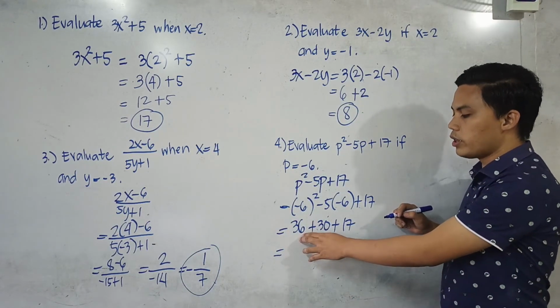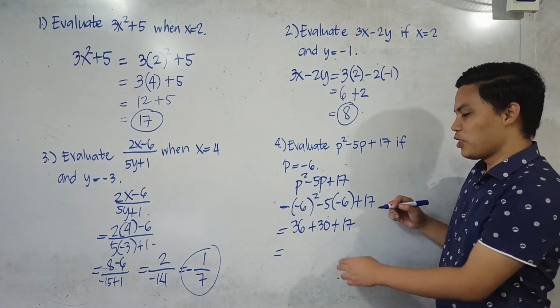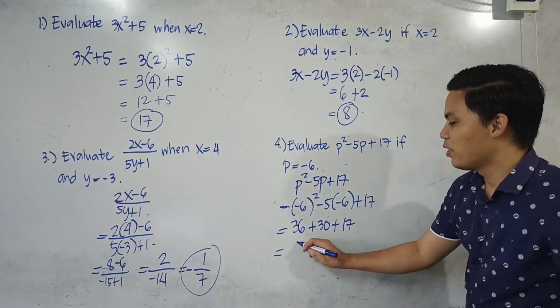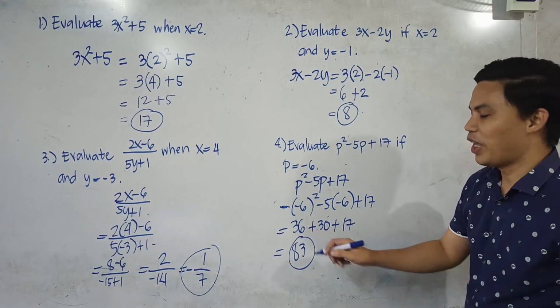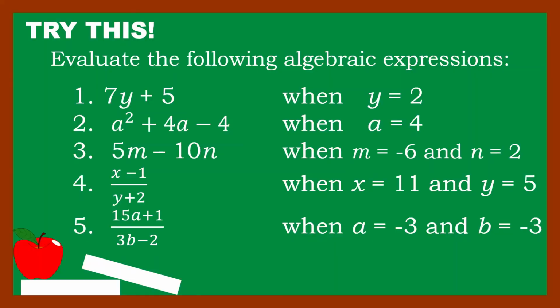Then, lastly, you can add them. So, 36 plus 30, that is equal to 66. So, 66 plus 17, that is equal to 83. So, the final answer is 83. Now, it's your turn. Try to answer the following questions.